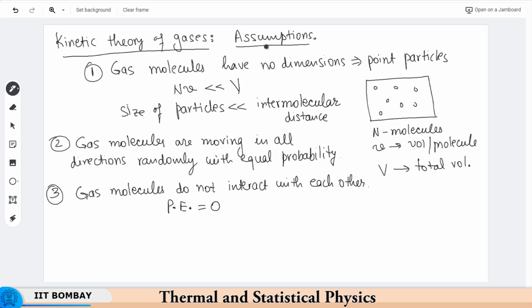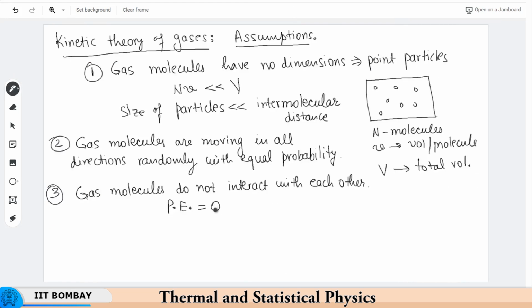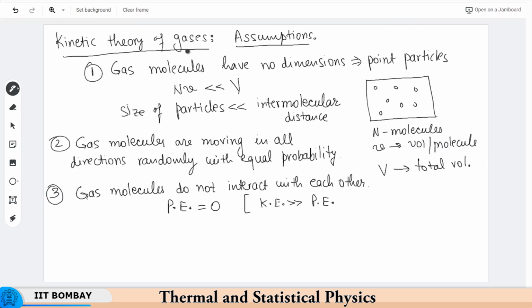And if you remember, that takes us to the regime where the potential energy is much smaller than the kinetic energy, or you can even say that in this case the kinetic energy will be much greater than the potential energy. Therefore, like we saw, such a collection would be treated as a gas, and so we are talking about the kinetic theory of gases. The theory that we will develop here is strictly valid only for gases at very high temperature, where their kinetic energy is much greater than the potential energy, and they exist in a gaseous phase, all right.